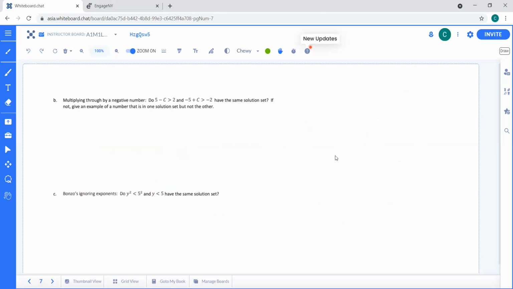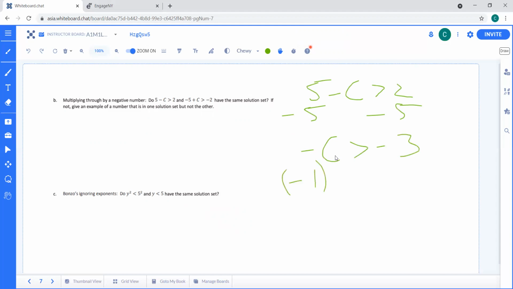All right, multiplying through by a negative number. Okay, this is where you get in trouble as well. This says 5 minus c greater than or equal to 2. Well, what would we do? We subtract 5 here, subtract 5, we have -c is greater than or equal to -3. And then we would multiply. We don't want this to be negative, so we're going to multiply by a -1, right? And that would be c is greater than or equal to 3.